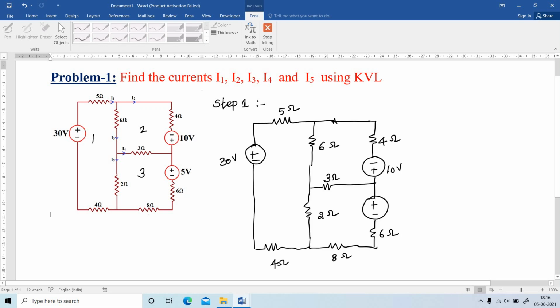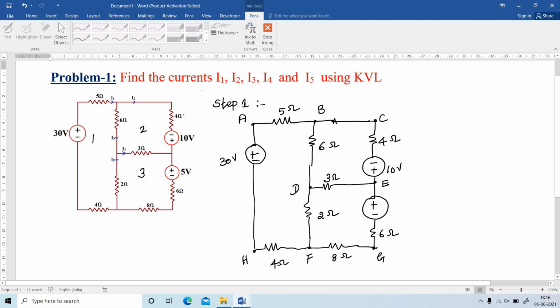First, I have to mark the nodes. A, node B, C, D, E, F, G, H.